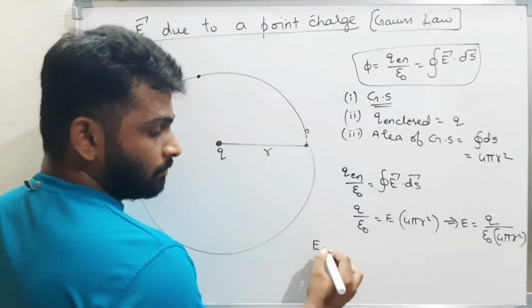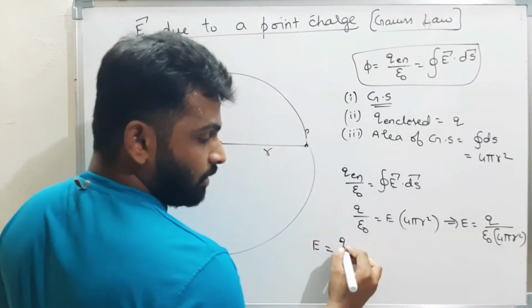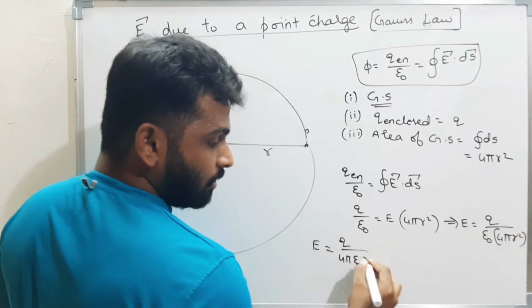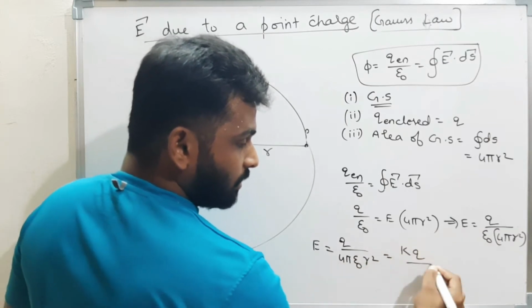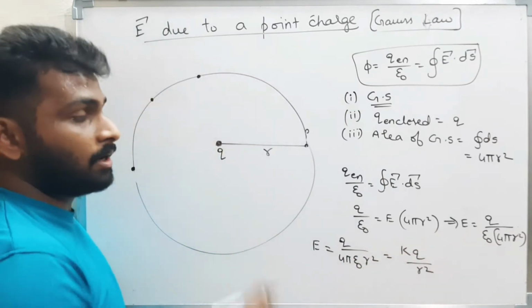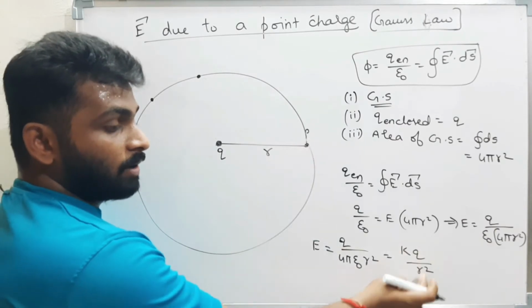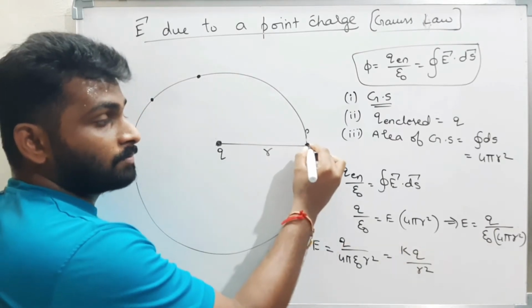Therefore, what is the electric field? Just arrange them. What will you get? Q by 4 pi epsilon naught r square. That is nothing but kq by r square. That means the electric field at this point P is kq by r square. Now what is the direction?